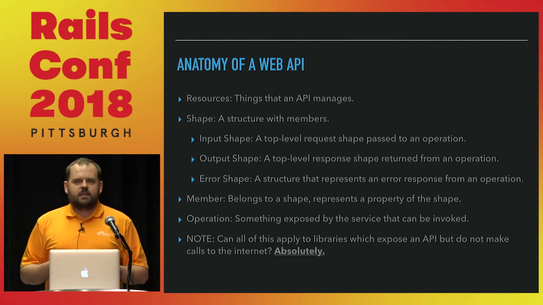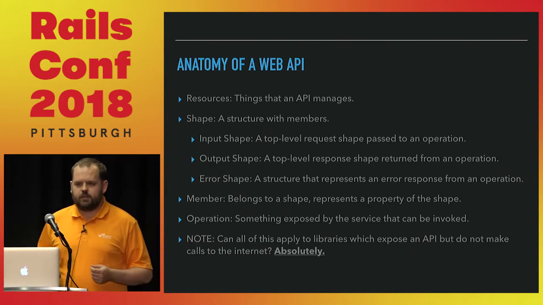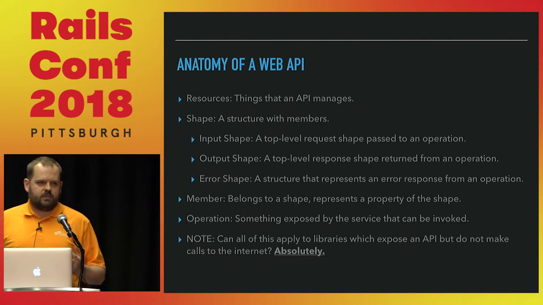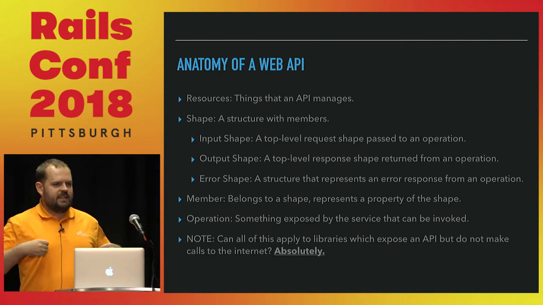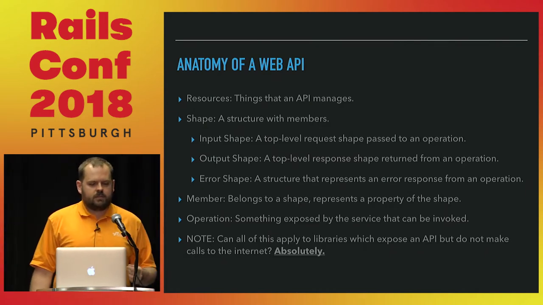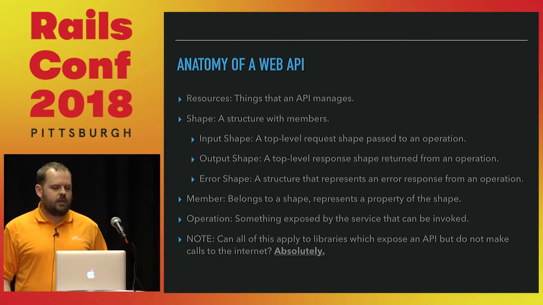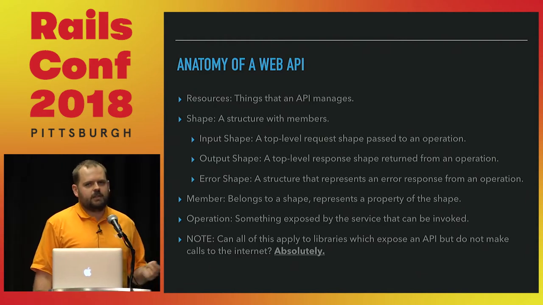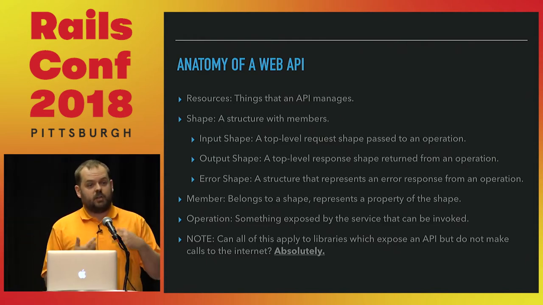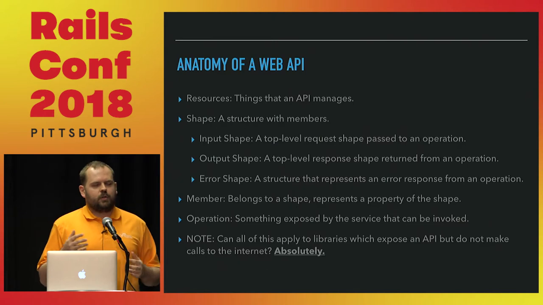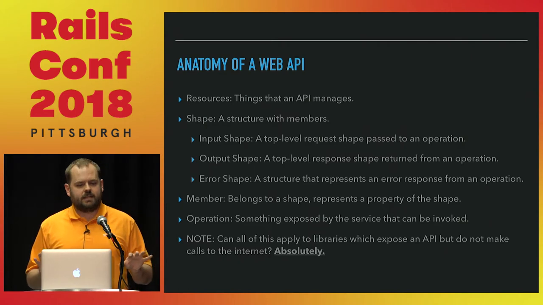So things like resources, which is probably a familiar term if you're a Rails developer, but also we use shapes as a way to describe the input and output models and shared components of the API interface itself. So input shapes, output shapes, error shapes, and even subshapes, and we'll talk about all those. A member is a single property that exists in a shape. So often the closest equivalent is a single column in a database, for example. But your APIs are not necessarily going to be one-to-one with the database. So what we're talking about specifically is API shape members.